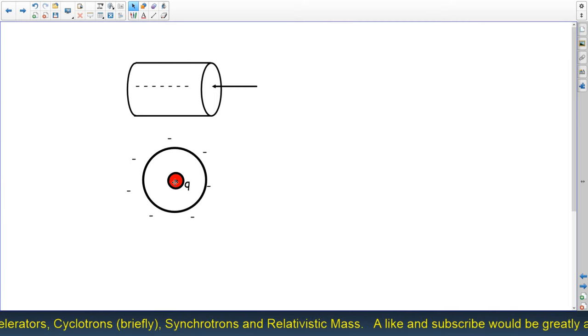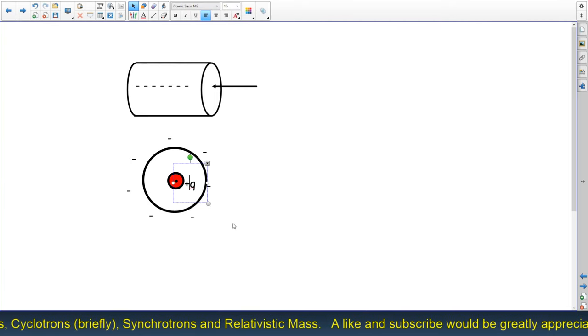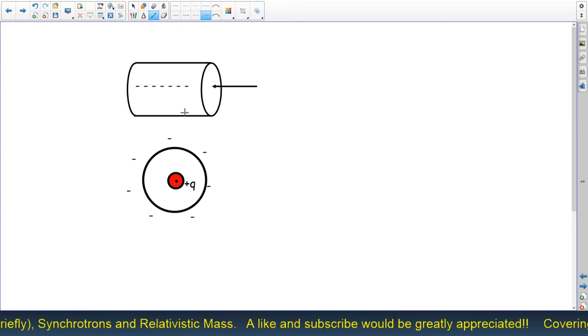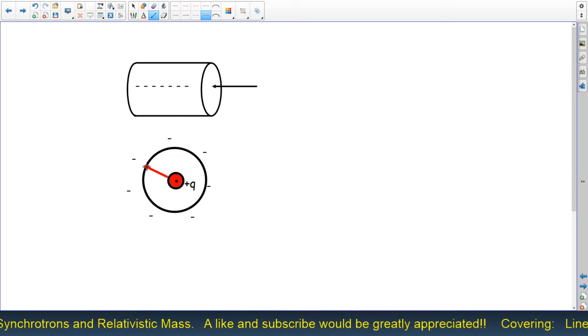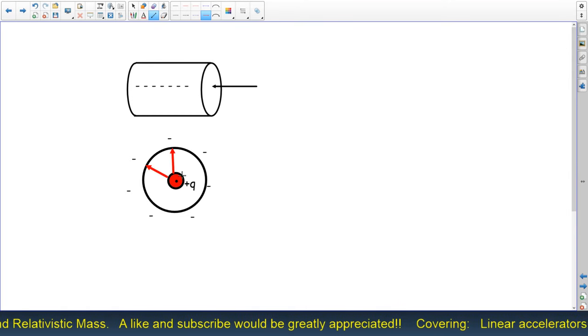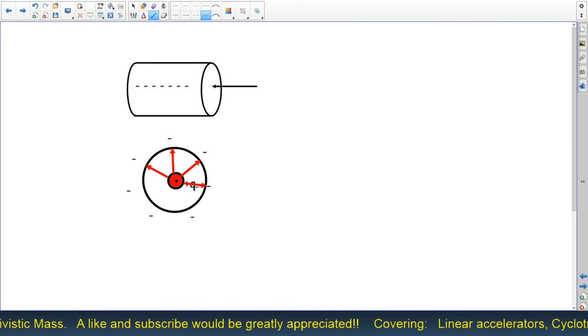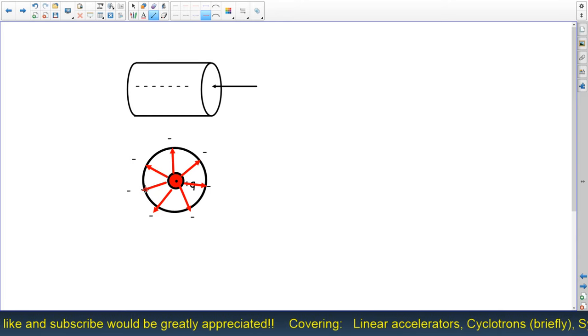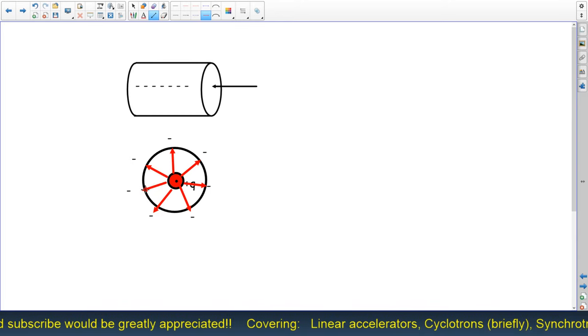So my positive charge here, we'll call this plus Q just to make sure that we understand that. My positive charge Q is going to be attracted to this little negative over here. But it's also going to be attracted to this one, and to this one, and to this one, and to this one, and to this one. It's going to be completely attracted in all directions at all times.